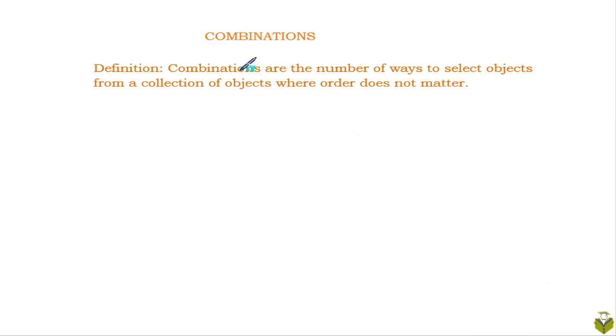So in this lecture, we'll cover the topic of combinations. We already covered permutations. If we have to know permutations and combinations, we have to do the other half, combinations. Before going into examples, I'll give you a small definition of combinations, which will be elaborated through examples. Combinations are the number of ways to select objects from a collection of objects where order does not matter.